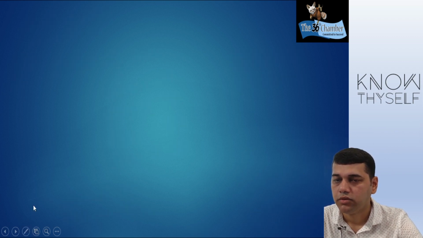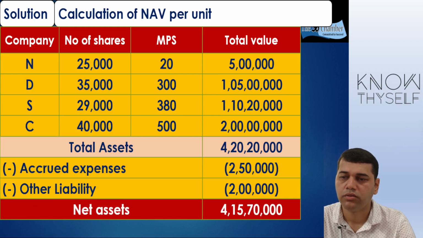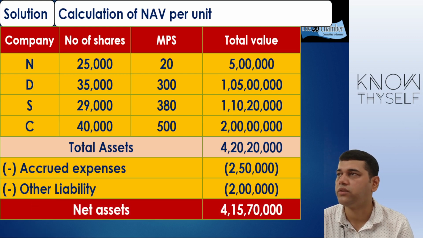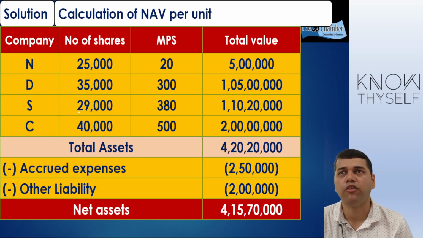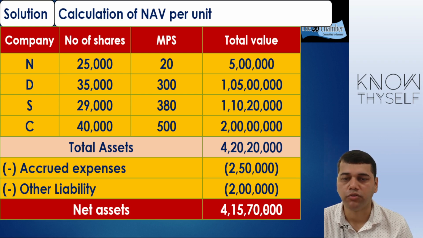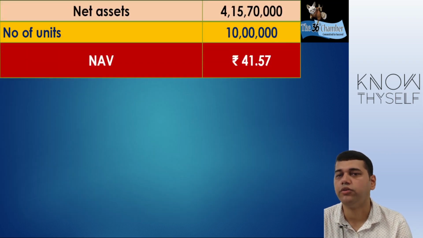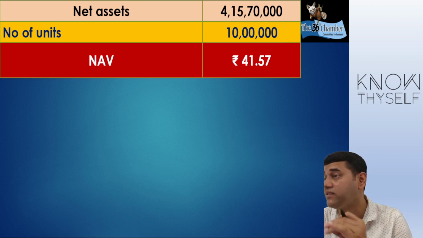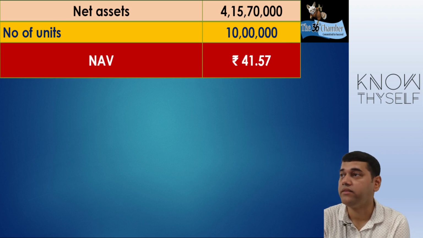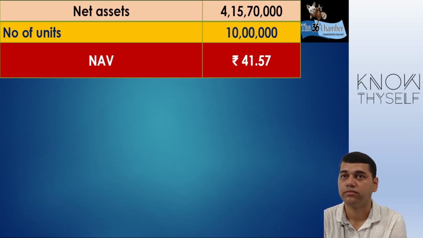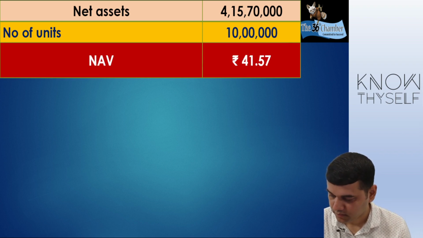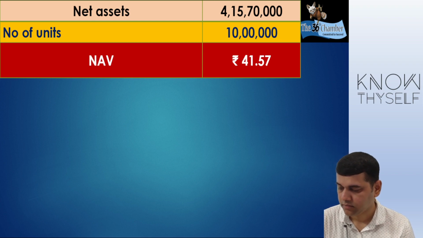Clear? So you divide this. So these many things are not required, these stories and all, because later we'll see in RTP, MTP they have done. Value of shares, all the values are added. Accrued expenses. Like this format, I don't need to go. So 4 crore 15, 70 lakhs divided by 10 lakh units. So your NAV is 41.57. This is the net asset value at the end of that day, which is mark to market now with all the values. Easy.